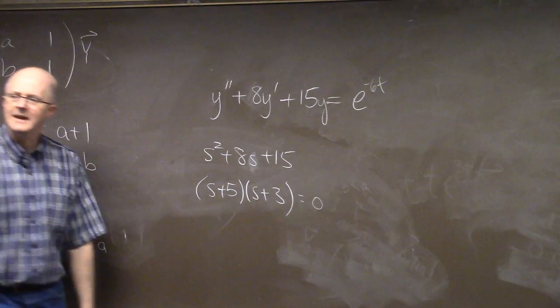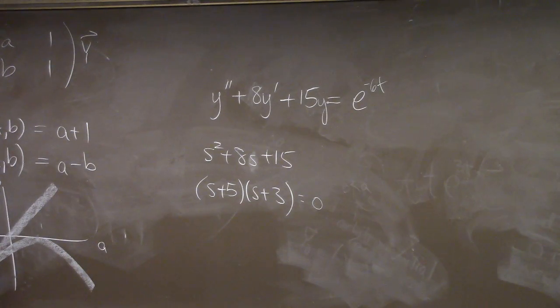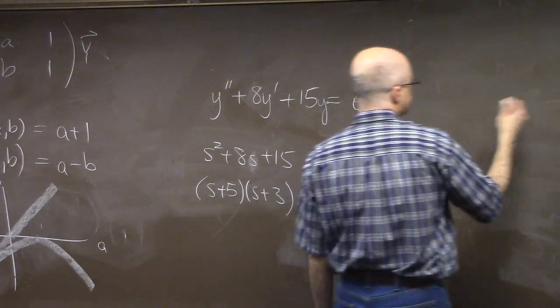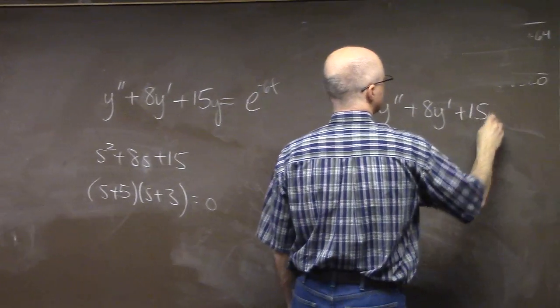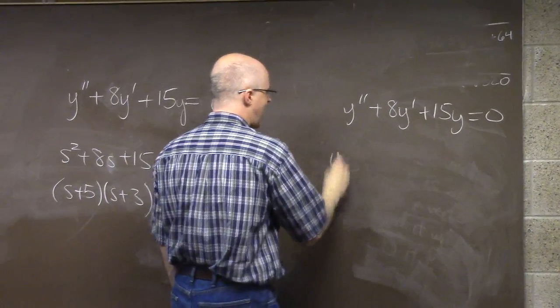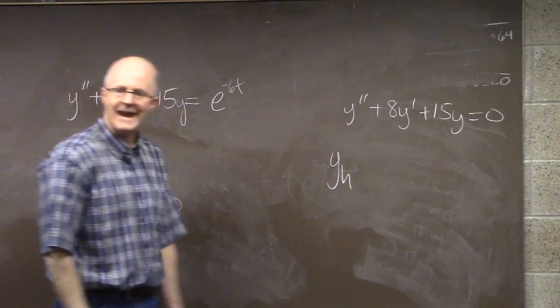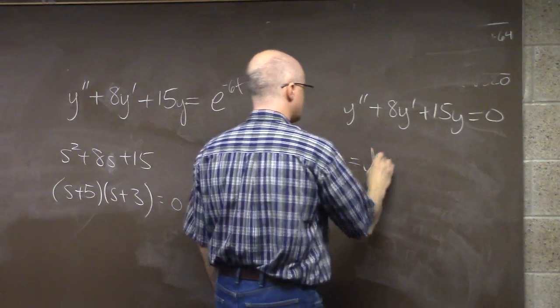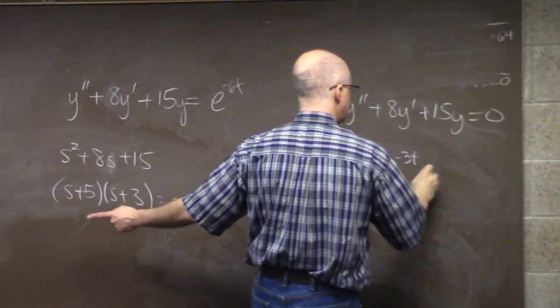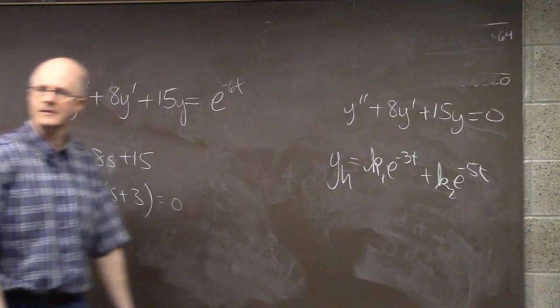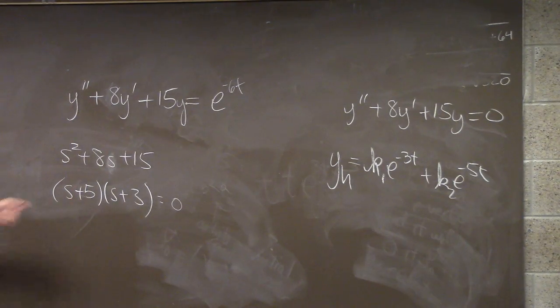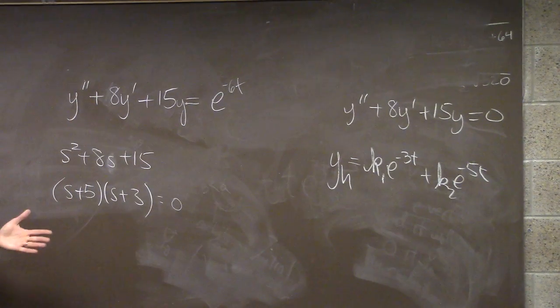So what do we do? It's very analogous to what we've done before with non-homogeneous equations. Consider the corresponding or associated homogeneous equation. The general solution of that in scalar form, I'm going to call yh, is little k1 e to the -3t plus little k2 e to the -5t. Right? Because the eigenvalues are -3, -5. I'm writing the scalar form, not bothering to go to the vector form.